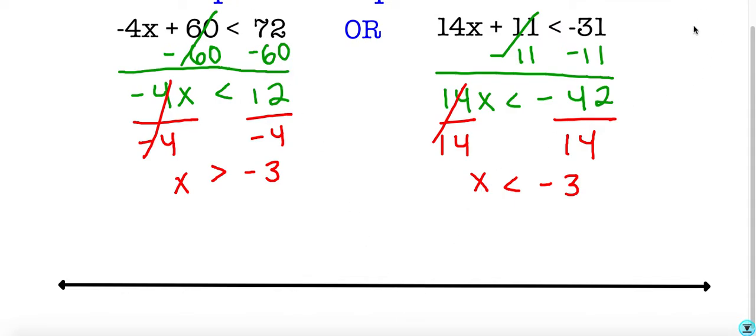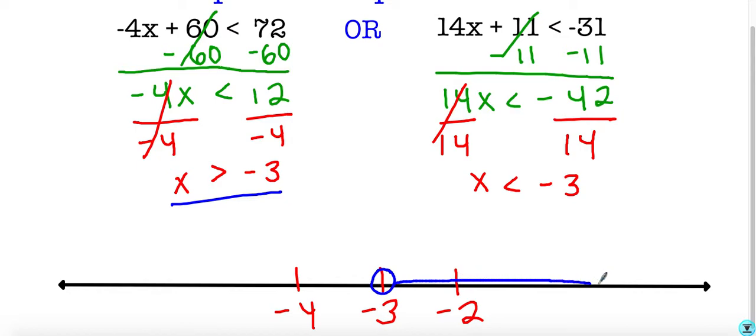So here we're not dealing with that many numbers, we're just dealing with -3 really. So on our number line, I'm going to plot -3, -4, -2. And I don't need to plot any more than that. So x is greater than -3. I put an open circle on the -3. And since it's greater, I'm going to shade to the right. So it shades in this direction to the right.